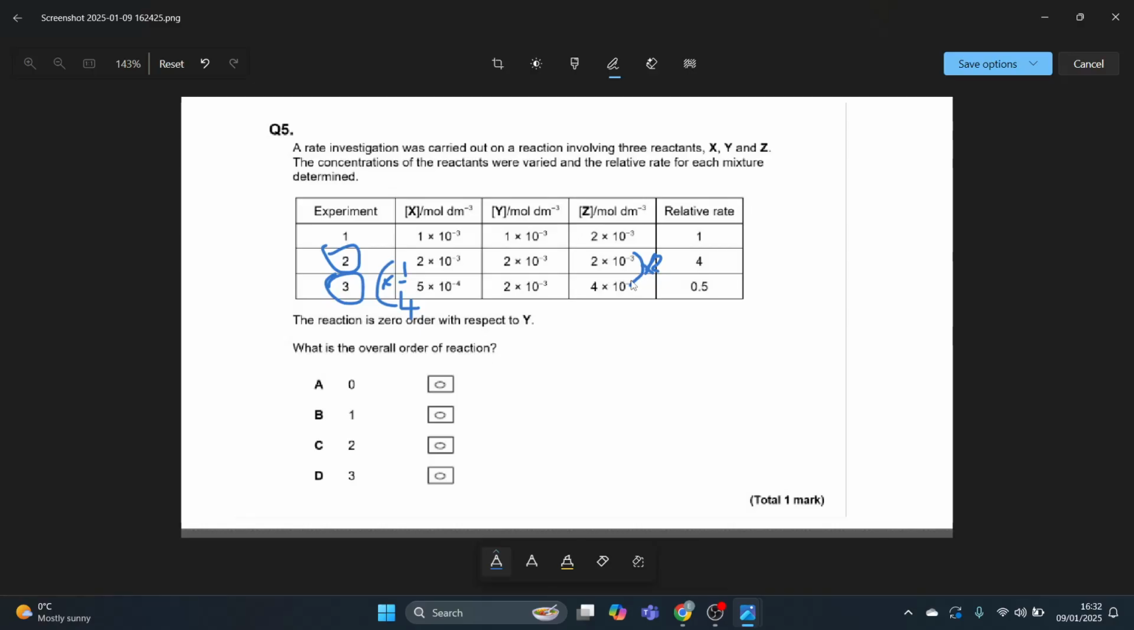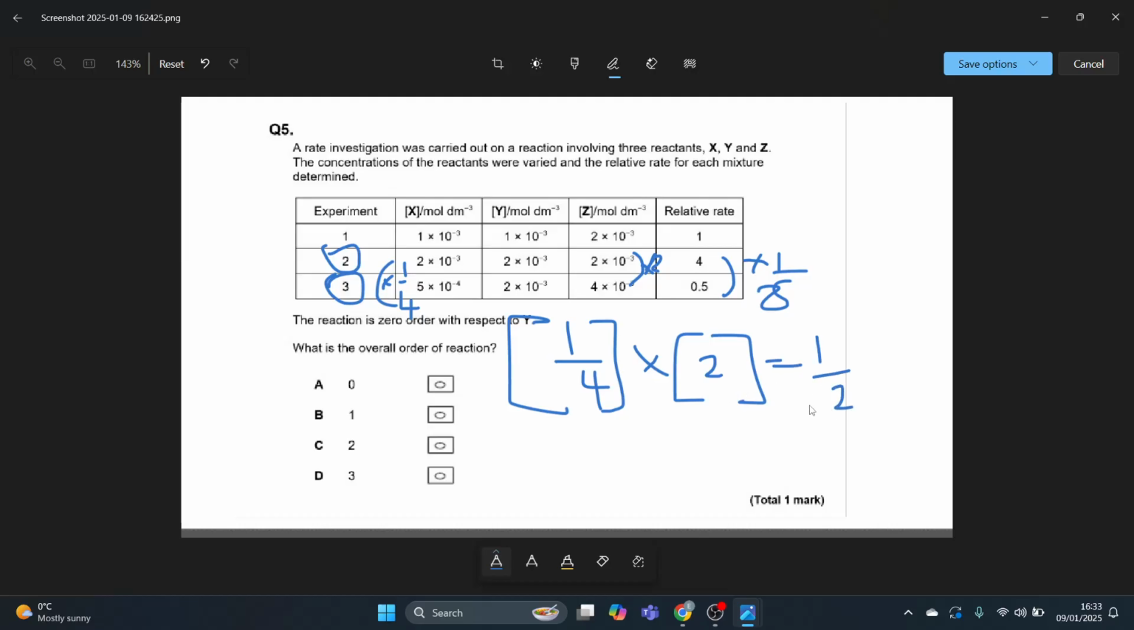Okay. And we know the relative rate goes from 4 to 0.5. So what we're doing is we're timesing it by 1 over 8. So we've got 1 over 4 times by 2. Is that equal to 1 over 8? No, it's not. It might look like it is because we just do 4 times by 2, which is 8. It's not. That's equal to a half.